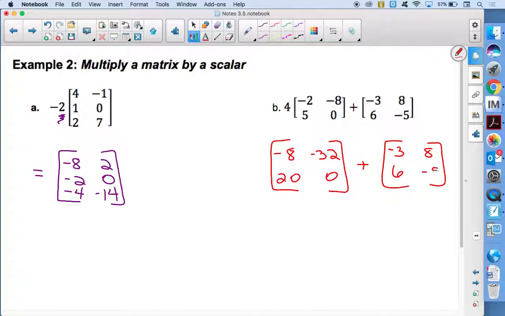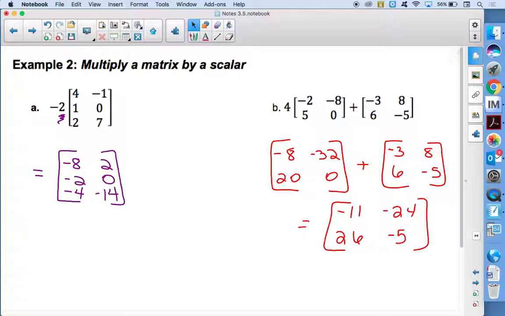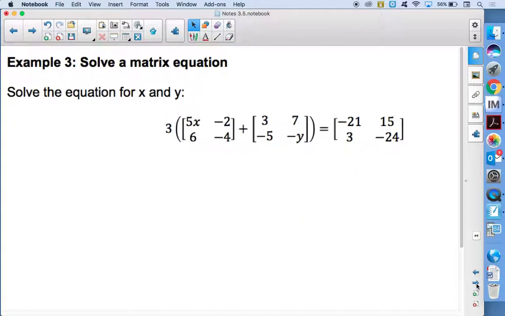And then when we add them together, what's the final answer? Negative 11, negative 24, 26. Good. Does anyone have questions? Hopefully fairly straightforward. So at the top of the next page, I think is the only interesting problem really that might get you to think a little bit.